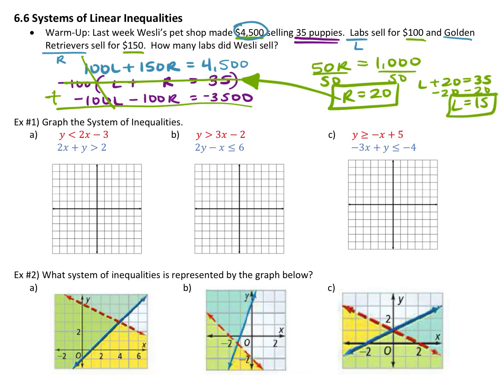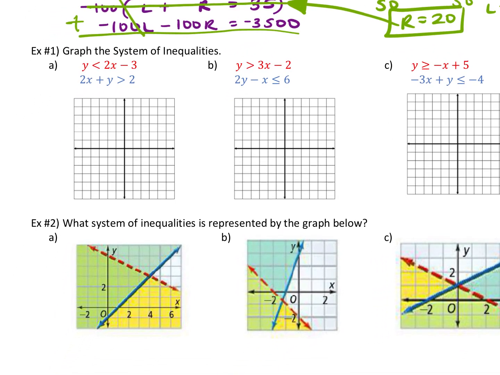Okay, then the rest of this is what we did yesterday, but now it's a system of inequalities. So there's going to be overlap, and you'll be shading. So I'm going to show you what this looks like, and I think you're going to do great because you did this yesterday with me. I'm going to color code. So red will be a red graph, blue will be a blue graph.